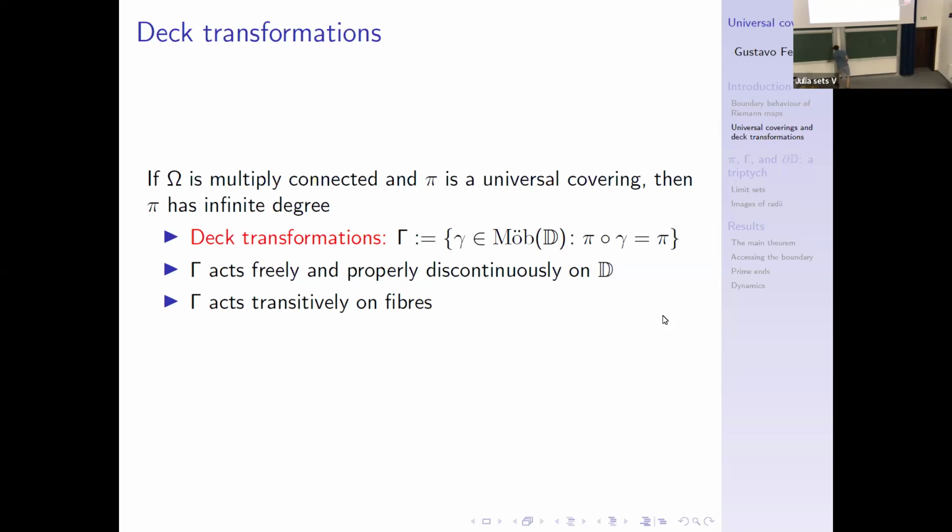if I take the unit disk and I have some universal covering to some weird domain, and I take some point P in my domain, and I take two points that are on the preimage of P, then I have to have some gamma, which is a deck transformation, which satisfies this equation and takes one to the other. Okay, that's what it means to act transitively on the fibers.